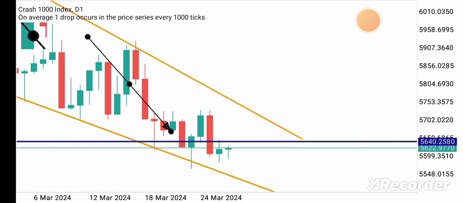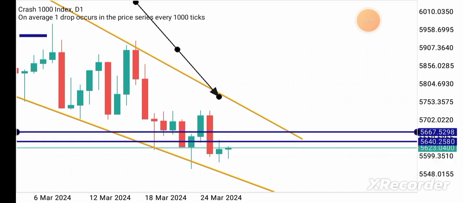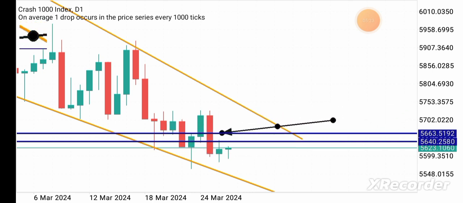The wicks of these candlesticks, and this wick here, are almost in the same place, which is another thing to worry about. So you can just duplicate this line and put it there, knowing fully well that that's another key level in the market. As you can see, market bought and sold, market bought from here, and also sold from here. So it's a level to consider.